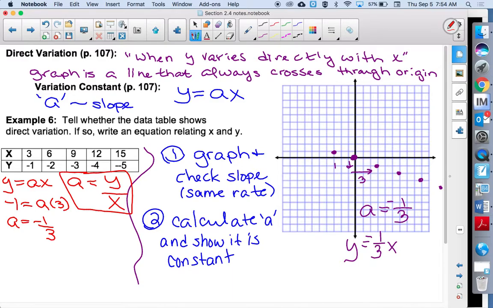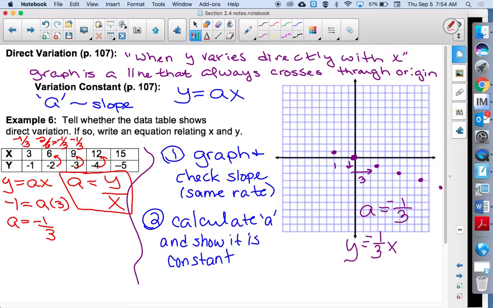So I'm just going to do my work above the little chart here. So we already said this is -1 divided by 3. If I take y divided by x, I have -2 divided by 6, which is also -1 divided by 3. That needs to be the same for every pair of values. If it is the same, then it's constant, and it's a direct variation. So again, looking at my y divided by x, 3 divided by -9 is -1/3.